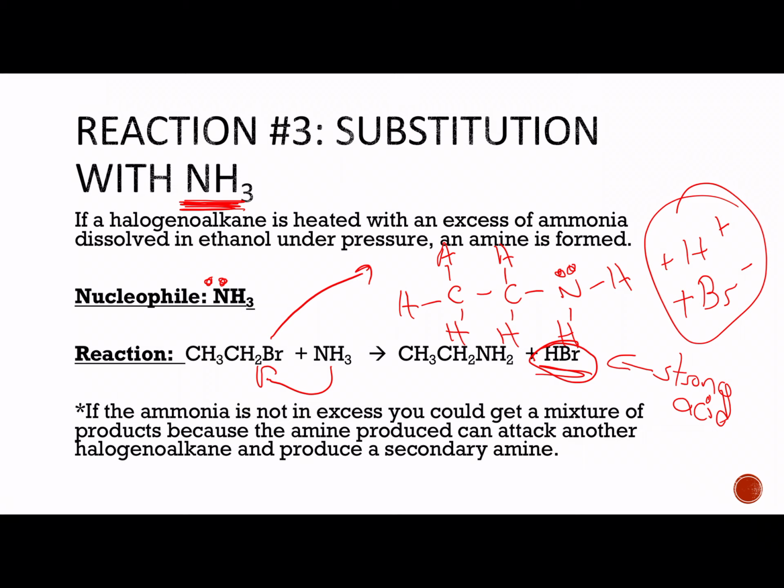So one thing to note here is that if you do not have excess ammonia, because people bought it all out due to this coronavirus, you could get a mixture of products, because what can happen is the amine that you produce can attack another halogenoalkane instead of staying in the ammonia solution, and it can produce a secondary amine instead. So basically this could attack another halogenoalkane and then just link together, basically.